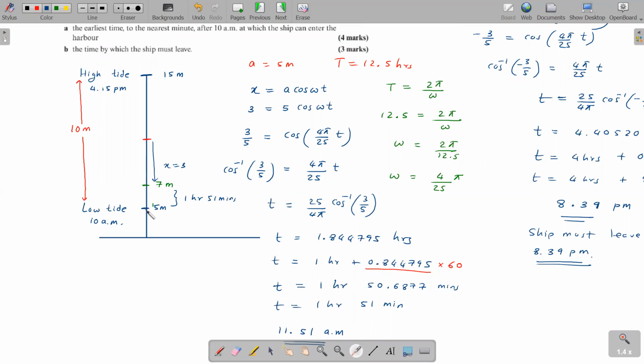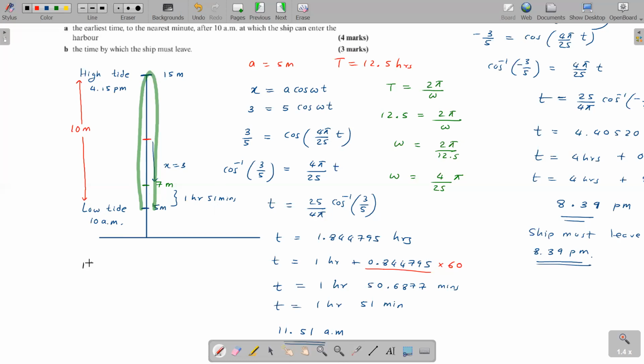So which means now you know the periodic time is how many hours? The periodic time is 12.5 hours, which means the time taken to go this whole journey. If you subtract this 1 hour and 51 minutes, do you see that you get the time with which the ship must leave? The whole tide is 12.5 hours. You know the 7 to 5 meter gap, the water level takes only 1 hour and 51 minutes. So subtract the 1 hour and 51 minutes from the periodic time.